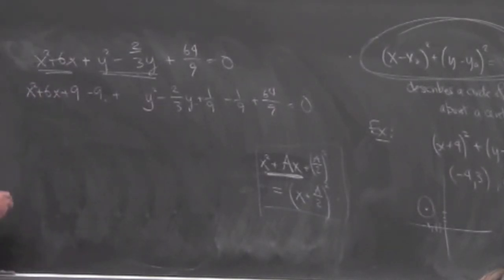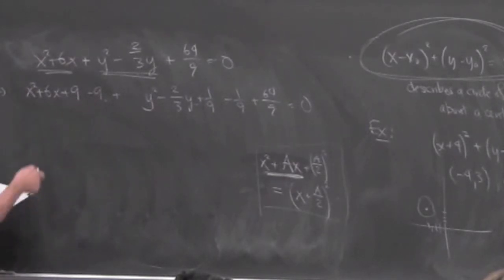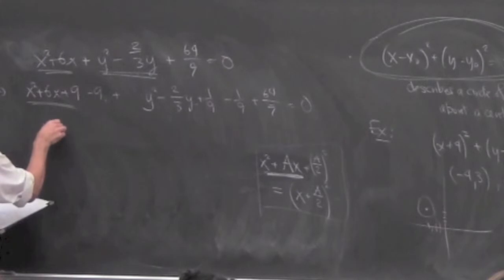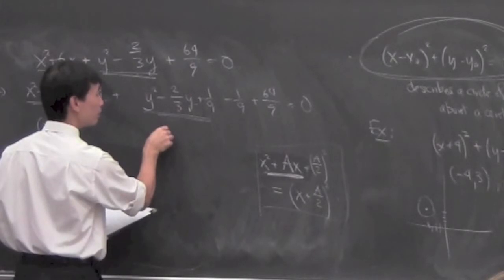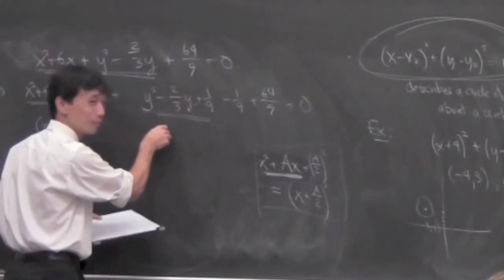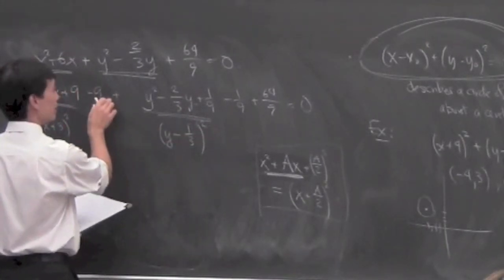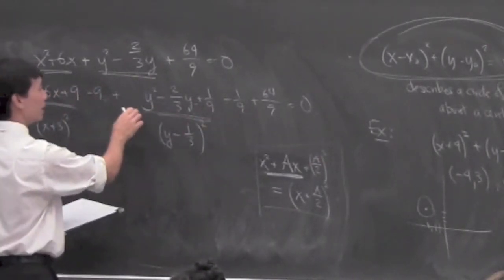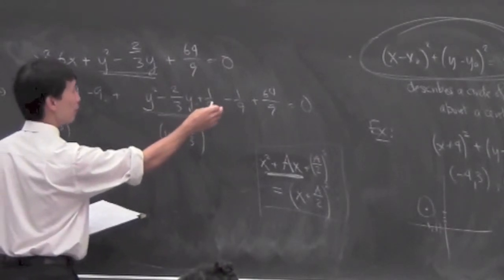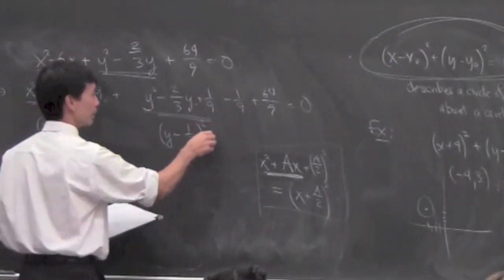So starting from here, we haven't changed the equation, but we've made it into a nicer form, because now we recognize that this is x plus 3 quantity squared. This guy is what? Y minus a third quantity squared. And then we have this 9, minus a 9, minus 82 ninths plus 64 ninths. So minus 18 ninths, minus 2.